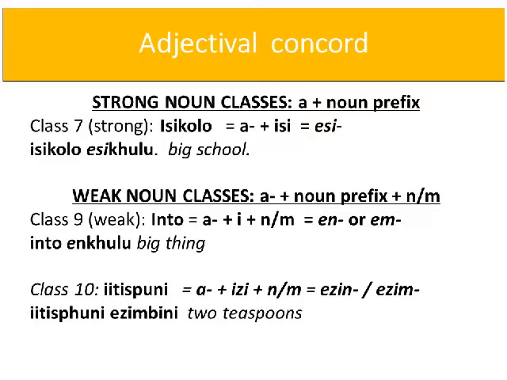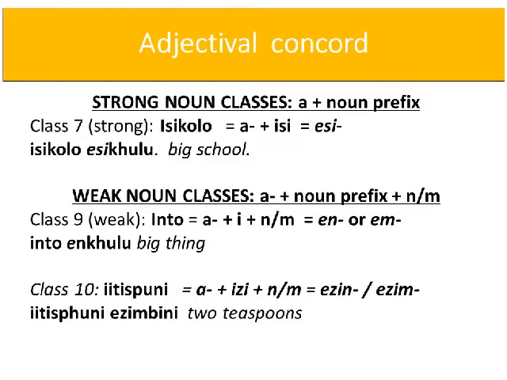But let's just look at a couple of examples. So class 9 is what is considered a weak noun class, and you will see that the noun prefix is literally made up only of a vowel, and that's what makes it a weak class. So to create the adjectival concord, in this case, a is added to that i, but they also add in an n or an m. So the adjectival concord for class 9 is either n or m.